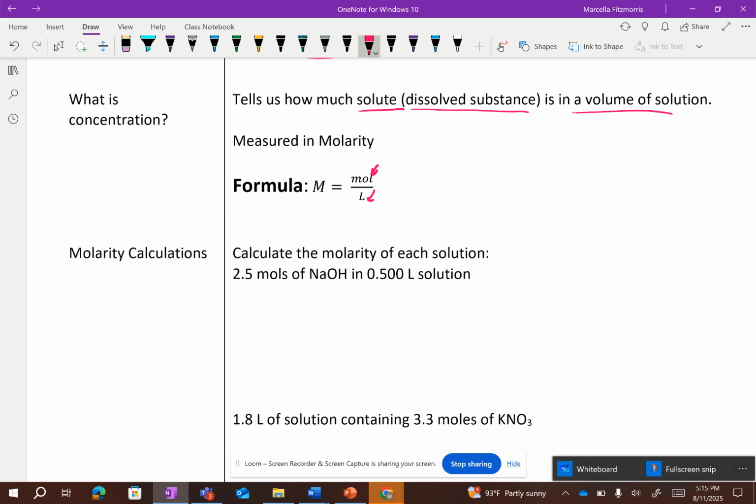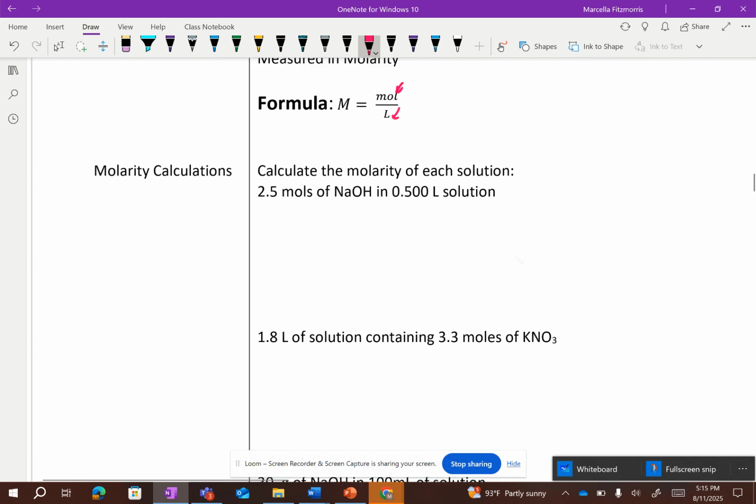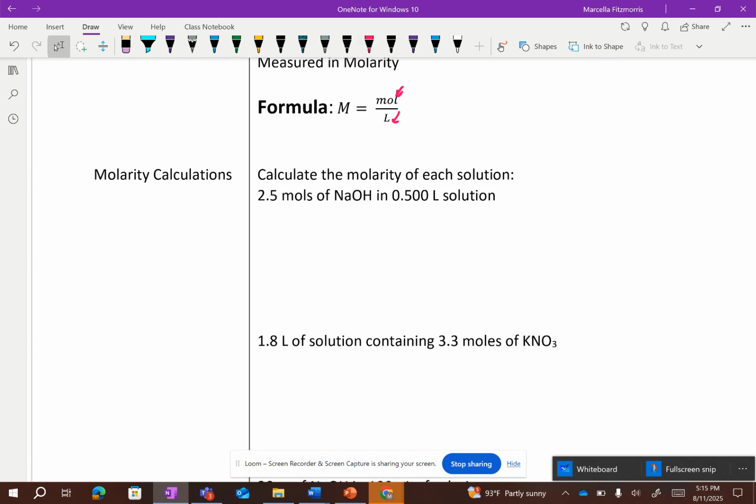So the next few questions are pretty basic. Use the formula to do it. If I have 2.5 moles of NaOH and half a liter, if I divide that out, I'll find out how many moles would be in a liter. That's 5, and the molarity would be 5 moles per liter.